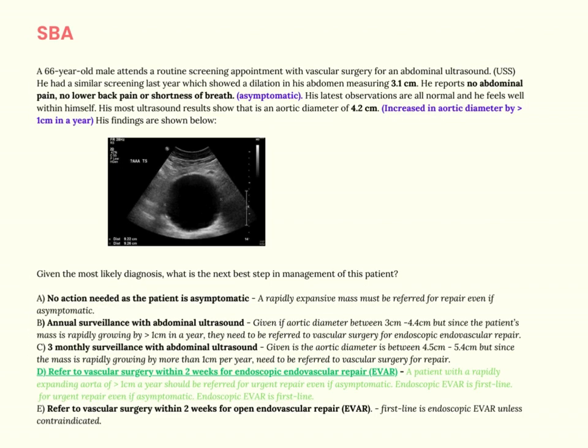So according to the guidelines, it's increased by over 1 centimeter within a year. So we're worried and we want to urgently refer them within 2 weeks for EVAR. We always do endovascular EVAR before open because it's just safer. You don't want the risk of infection as high as with open.